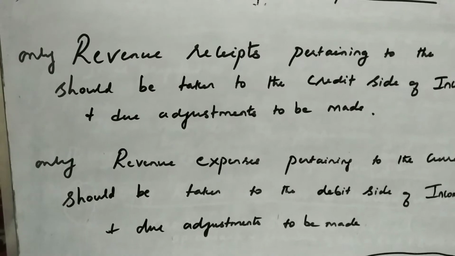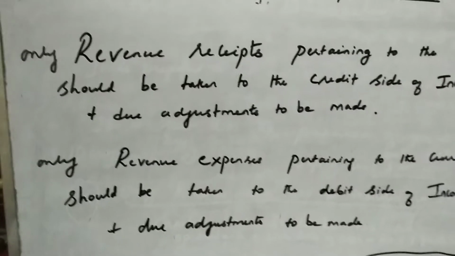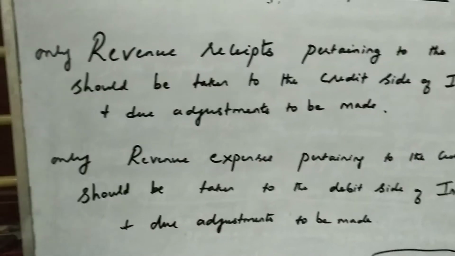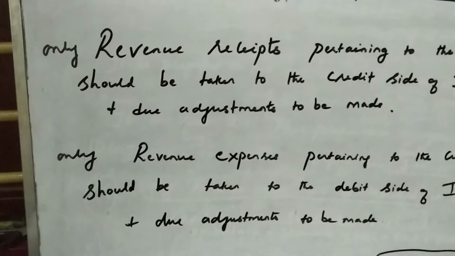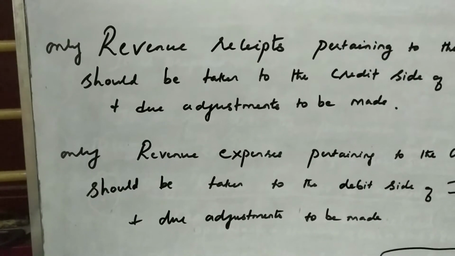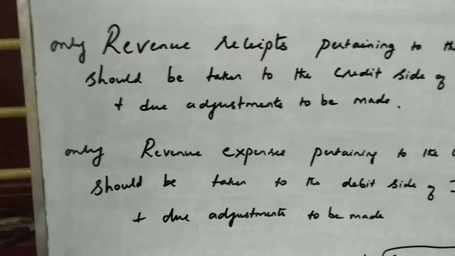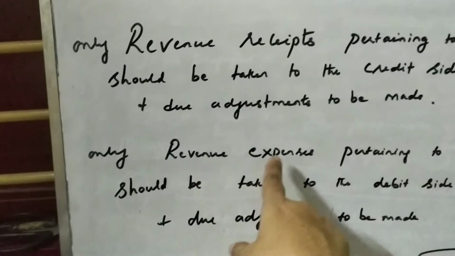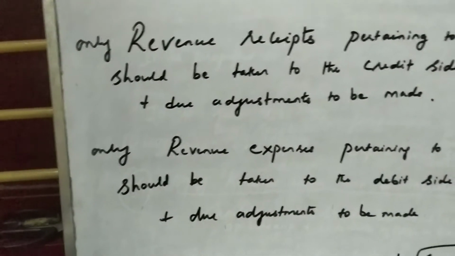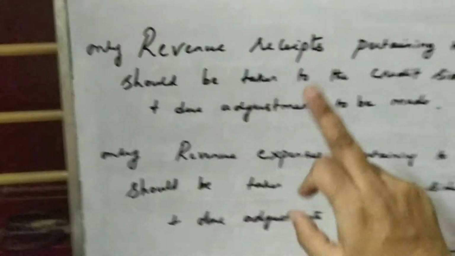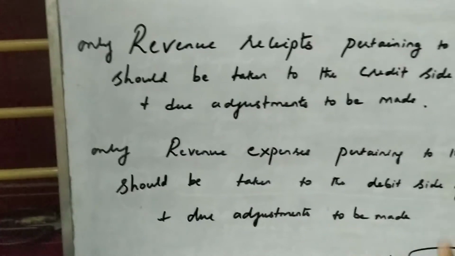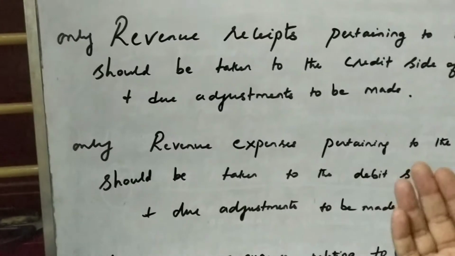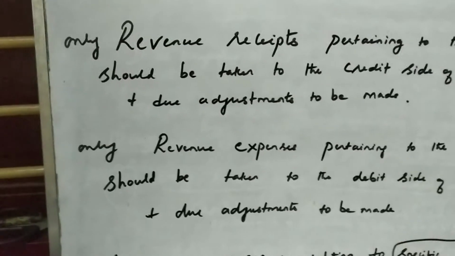Credit side of income and expenditure account is nothing but the income side. So these revenue receipts will be shown on the income side, and revenue expenses pertaining to the current year should be taken to the debit side of income and expenditure account. On the debit side you have the expenses. So these revenue expenses will be taken to the expenditure side. For both cases due adjustments have to be made. And when we do the problems, I will explain what are those adjustments and how it has to be done.